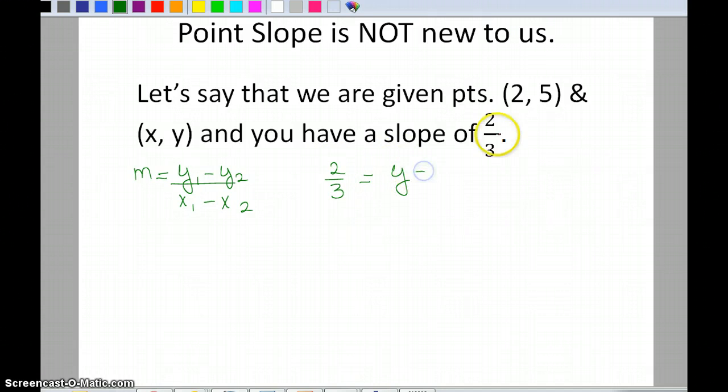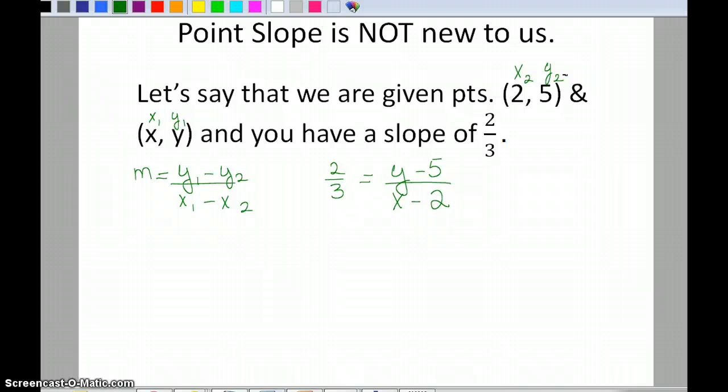y minus 5 over x minus 2. So I just plugged these in. I said this is x1, this is y1, this is x2, this is y2, just so I could plug it in.